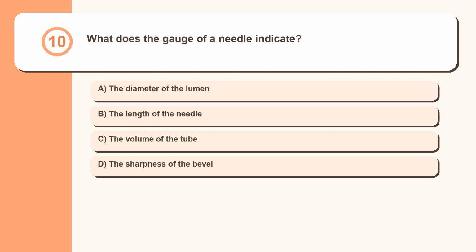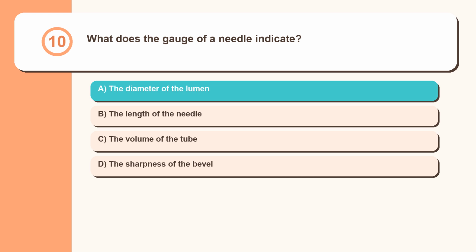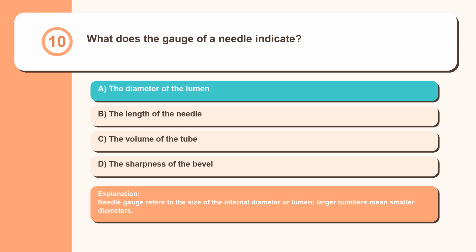Question 10. What does the gauge of a needle indicate? The diameter of the lumen, the length of the needle, the volume of the tube, the sharpness of the bevel. Needle gauge refers to the size of the internal diameter or lumen. Larger numbers mean smaller diameters.